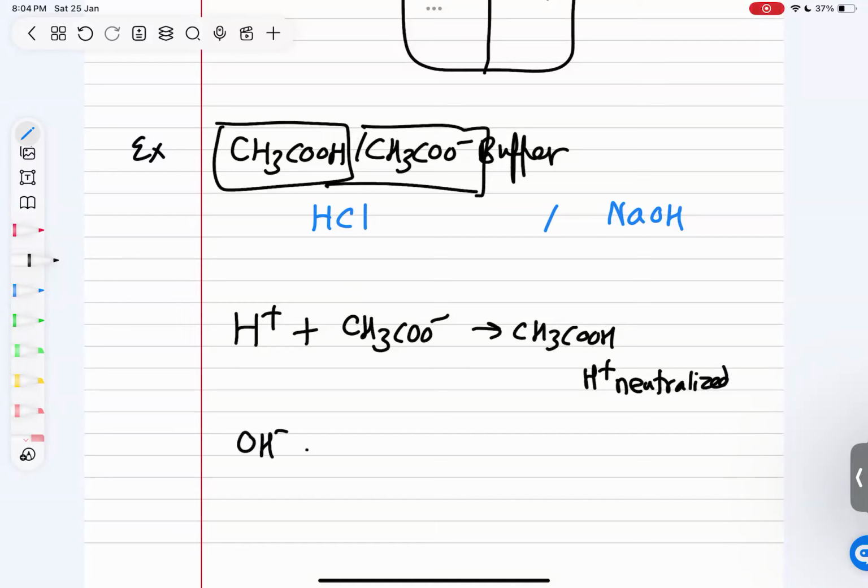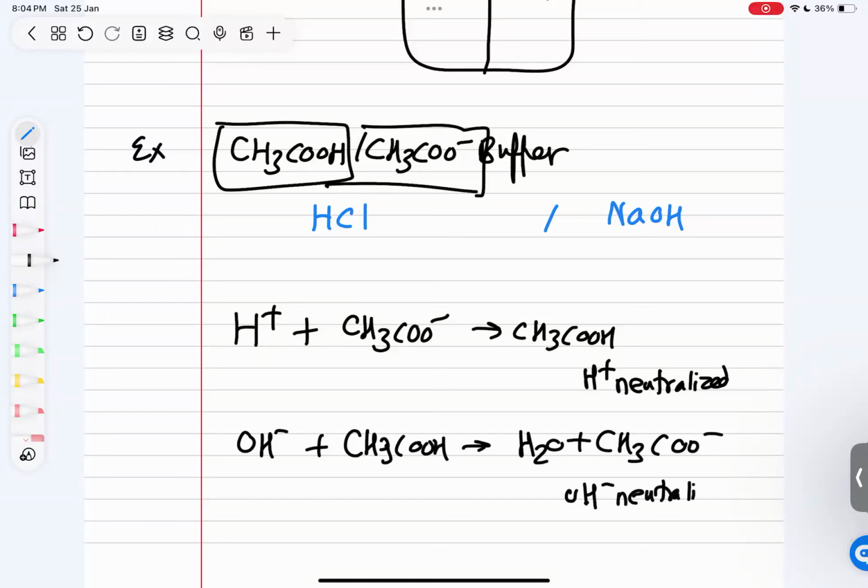If I added OH minus, the CH3COOH is going to react with it to form water and CH3COO minus. So the OH minus is neutralized. So there is no effect of adding the H plus or OH minus on the solution.